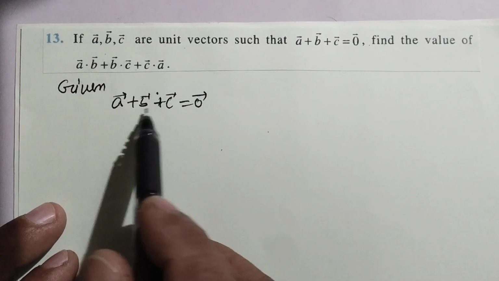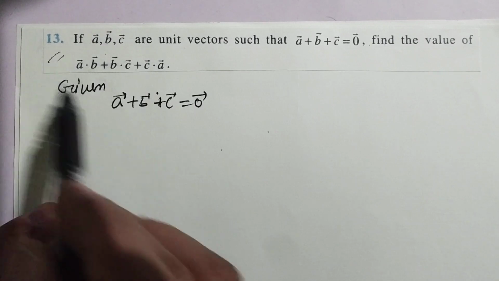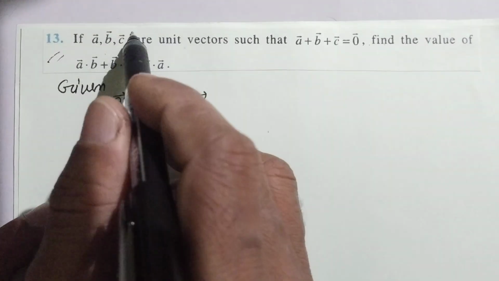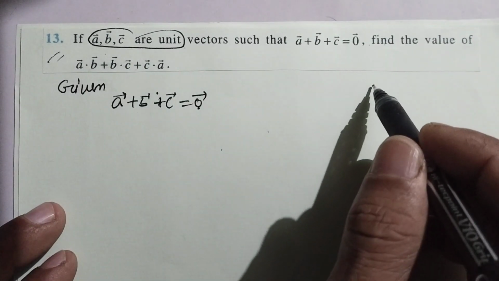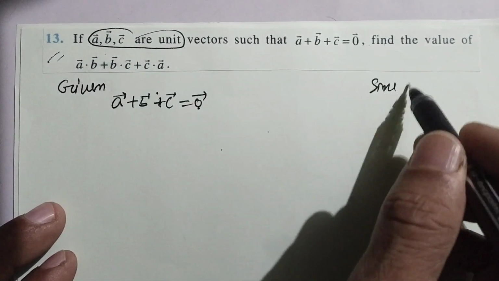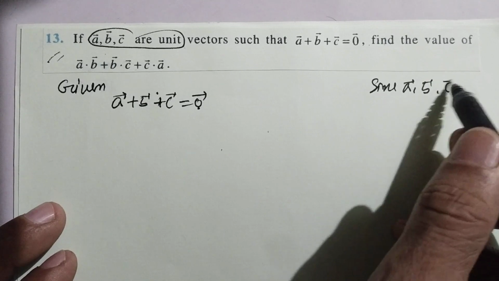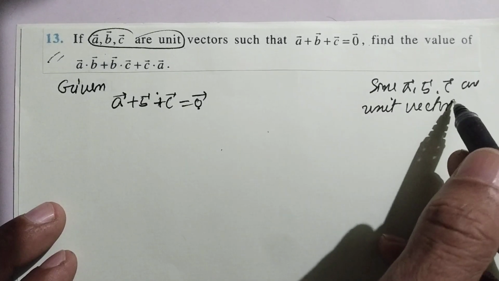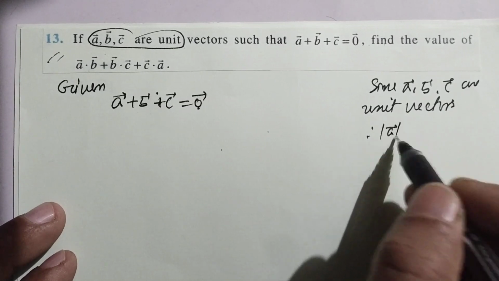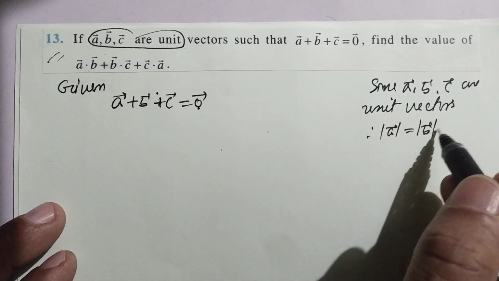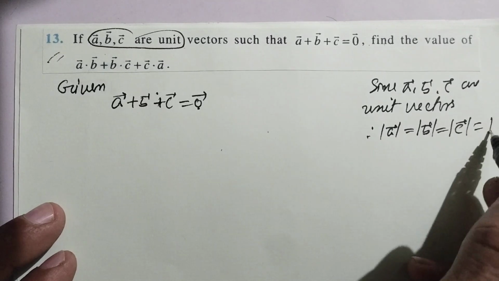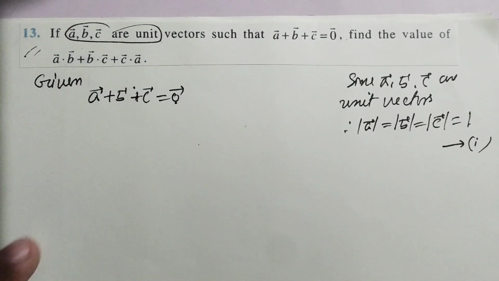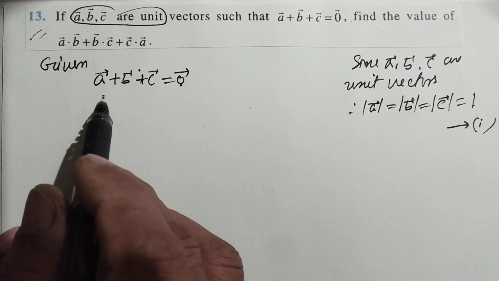It is given A plus B plus C in this question number 13. A plus B plus C is a 0 vector, and also it is said that A, B, C are unit vectors. So since A, B, C are unit vectors, therefore magnitude of A, magnitude of B, magnitude of C equal to 1. Unit vectors have magnitude 1. I can mark it equation 1, I am going to use it again. Then A plus B plus C equal to 0.